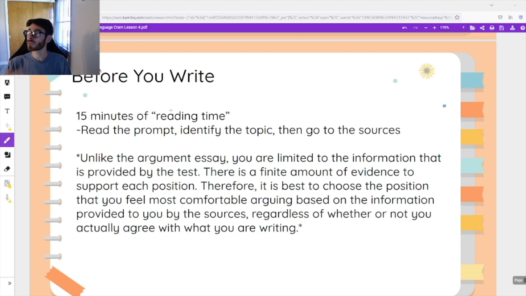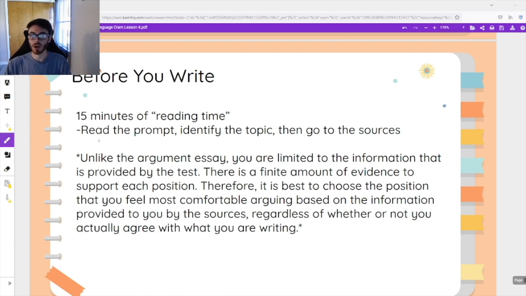And before you start writing your synthesis essay, you should do that. You should look through the sources. You should see what you're working with, because what you write is heavily dependent on what the sources tell you, what information you have available to you. But we have a specific way I recommend looking at them, and we'll talk about that in a second.